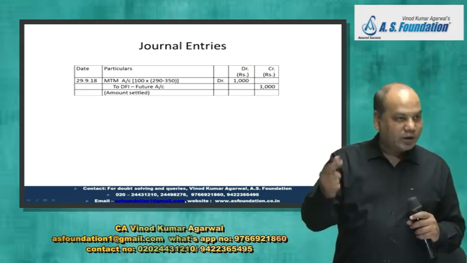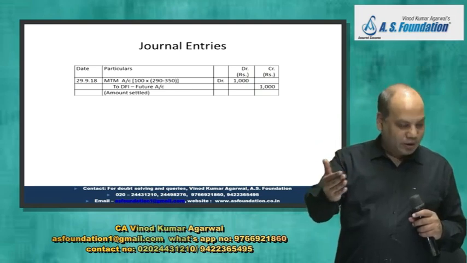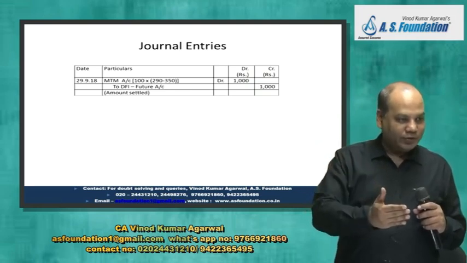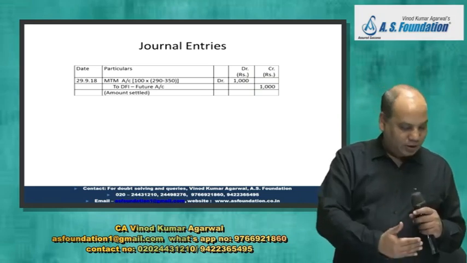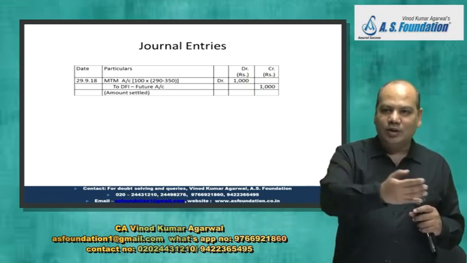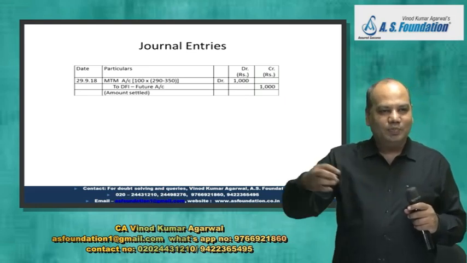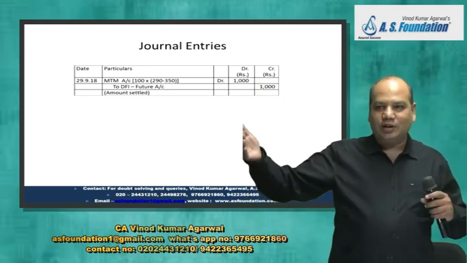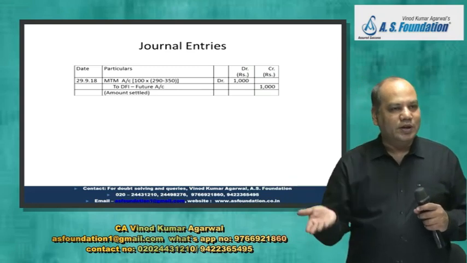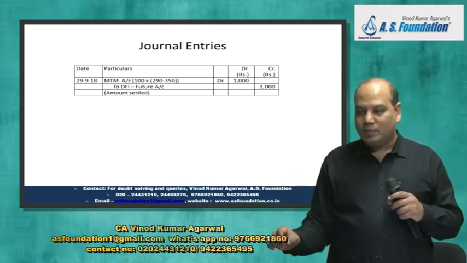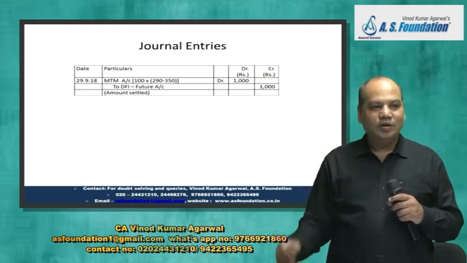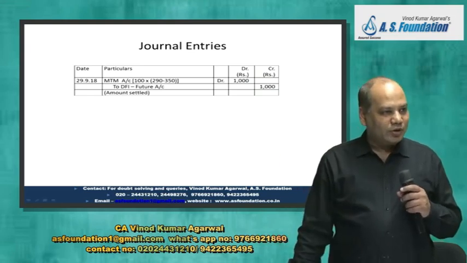Because what we have done in the MTM account, we started with 300 to 315 difference, 315 to 350, 350 to 340, then 290 and 310. So ultimately, either you calculate in piecemeal or you directly take the end-to-end difference, it will be the same. Yes or no? So don't pass one more entry from bank to future account.